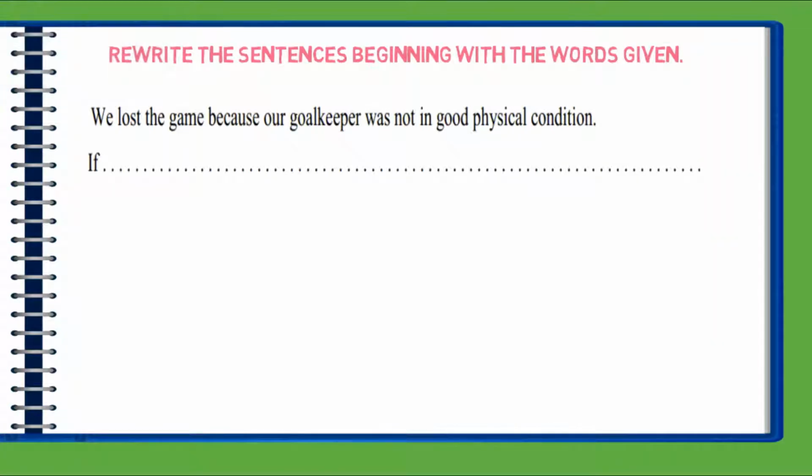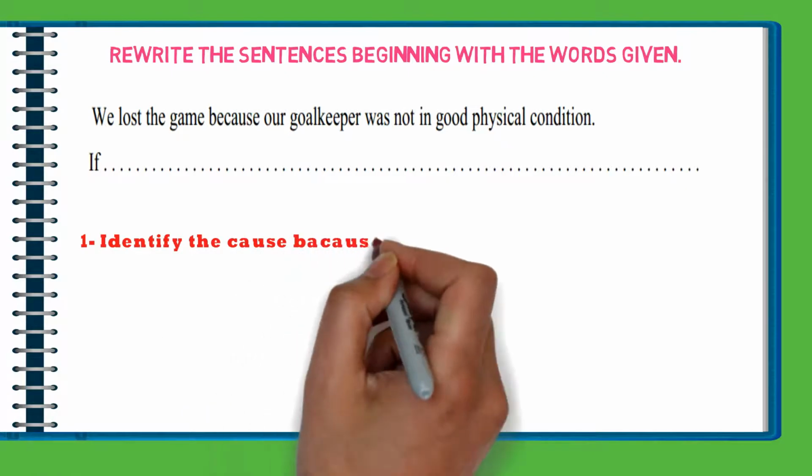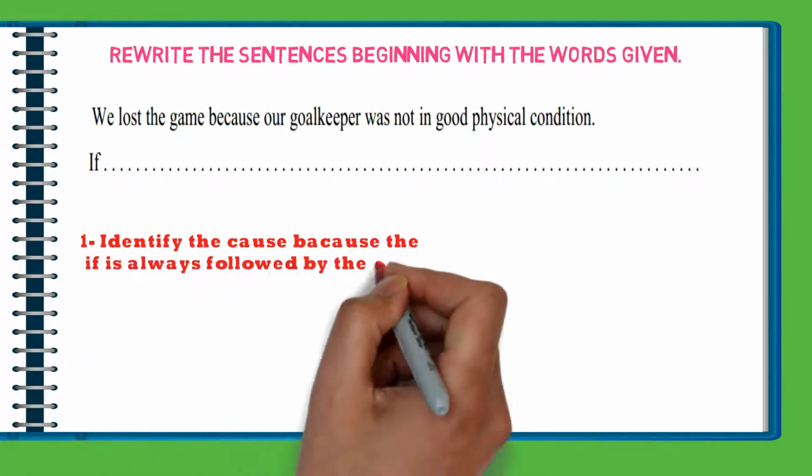So for example, here we have this example: we lost the game because our goalkeeper was not in good physical condition. So step number 3 that you need to do is identify the cause, because the if is always followed by the cause.